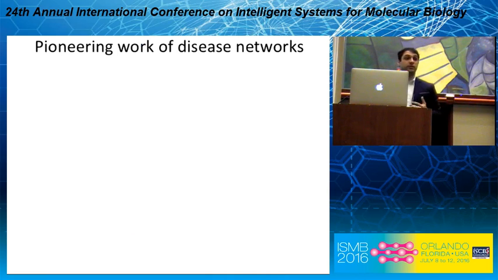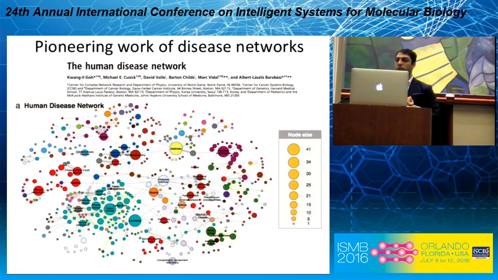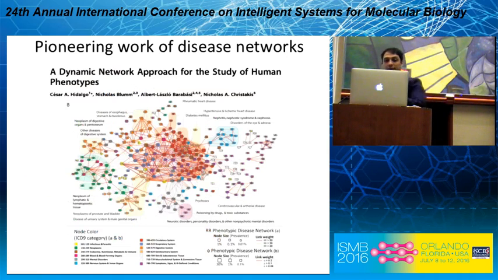So in the field of disease networks, there have been many pioneering and interesting works, and this isn't an extensive list, this is just a few of them. Goh et al. built a human disease network and a human phenotype network connecting diseases based on shared genetic architecture. Hidalgo et al. furthered this work by actually including clinical data in the form of Medicare data in ICD-9 codes for elderly patients 65 and older.